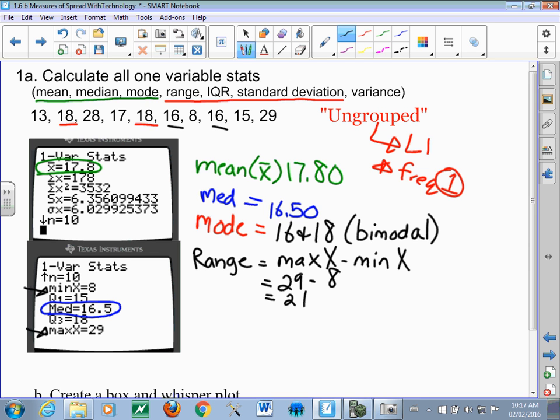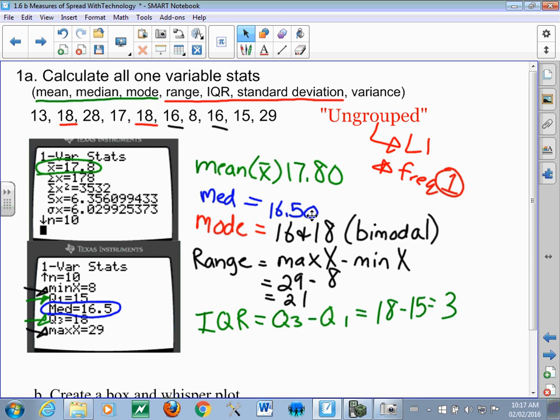Okay, all right. Now, to do our IQR, do you guys remember our formula is Q3 subtract Q1. So let's look here. See, we've got Q1 there and Q3. So that equals 18 subtract 15, which equals 3. Okay. Our variance is related to our standard deviation, so let's do our standard deviation.